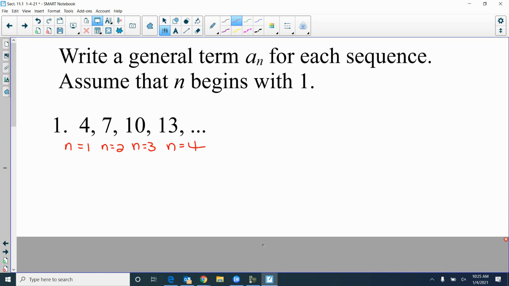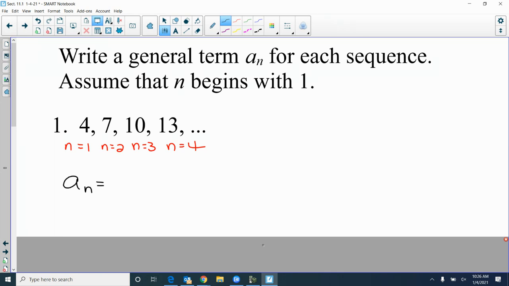So what's our general term, A sub n? Well, you could just say n plus 3, because if I plug in 1, 1 plus 3 is 4. But does that work for the second one? No, because 2 plus 3 is 5. So it works for the first one but not the second. Anybody have it? What do you got, Cooper? A sub n equals 4 plus 3 times quantity n minus 1. Holy cow, is that overcomplicated? Yeah, it's overcomplicated.